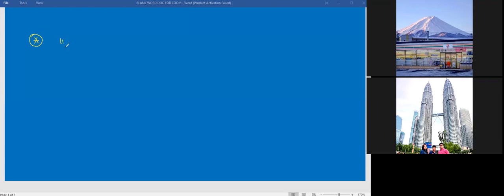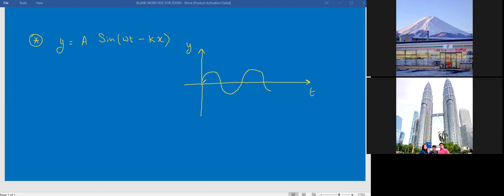So what we have seen is y displacement is equal to a sine omega t minus kx. Let us take the wave to move towards positive x-axis. So we can write like this. So the graph will be something like this. This graph will go like this.